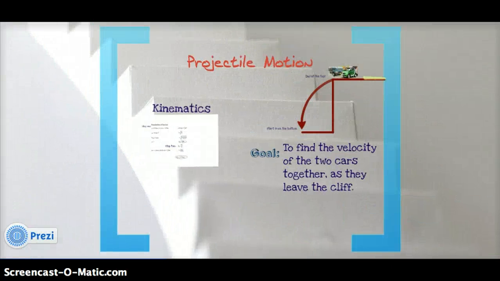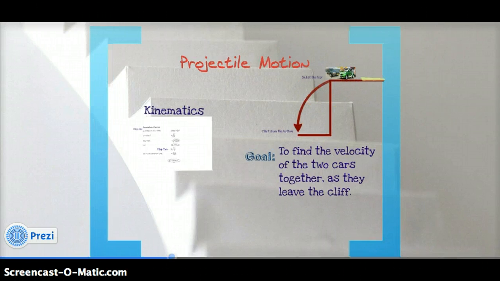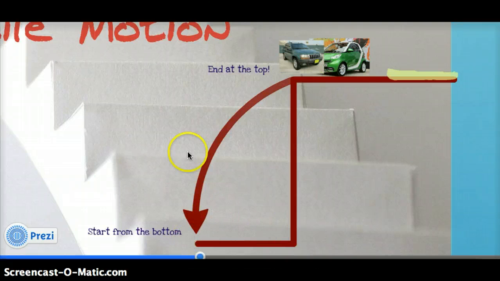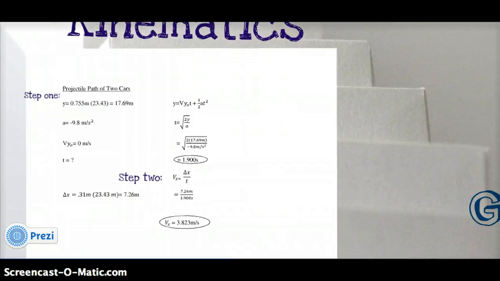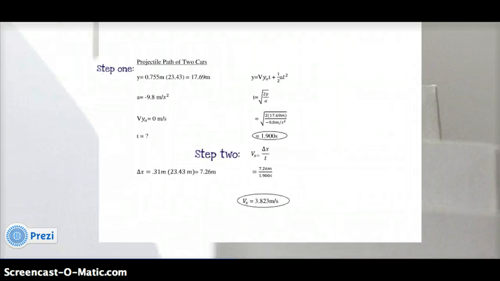To start, we started with projectile motion. Our goal was to find the velocity of the two cars together as they leave the cliff. We wanted to start from the bottom and end at the top. To do this, we used the kinematics, in which we knew y. From our mock accident, we multiplied it by our scale. Acceleration is negative 9.8 meters per second squared, and Vy naught was 0 meters per second.